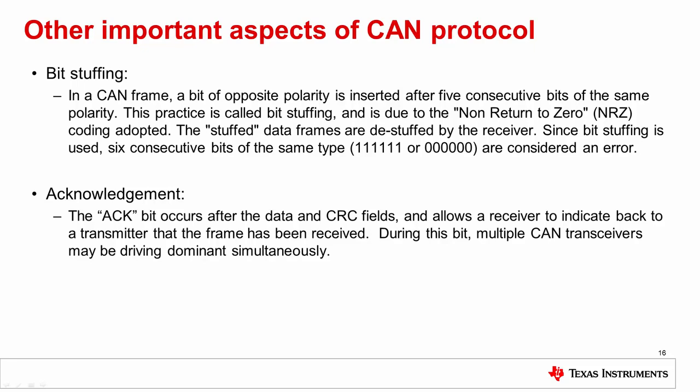Another important aspect of the CAN protocol is the acknowledgement. The ACK bit occurs after the data and CRC fields and allows a receiver to indicate back to the transmitter that the frame has been received. During this bit, multiple CAN transceivers may be driving dominant simultaneously.